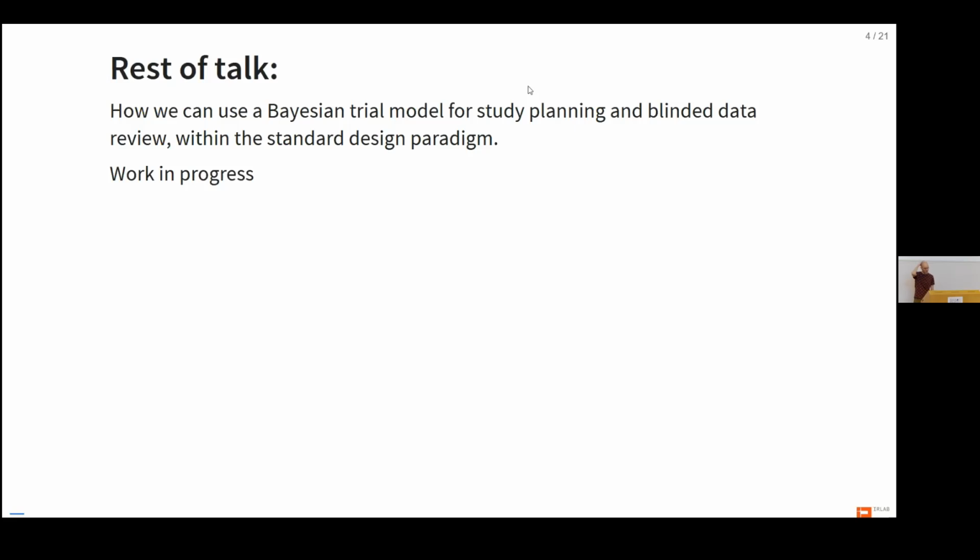Okay, so the rest of the talk will be a little bit about one way that one could use a Bayesian model for doing the study planning and blinded data review. And this is work in progress. So we're developing these models, and we would be very grateful for feedback and discussions.